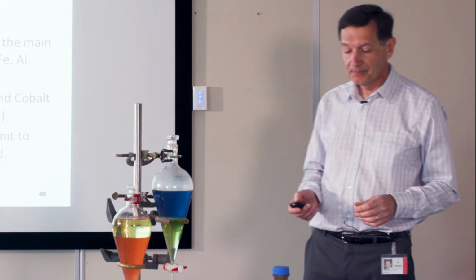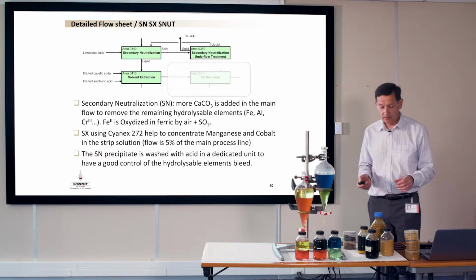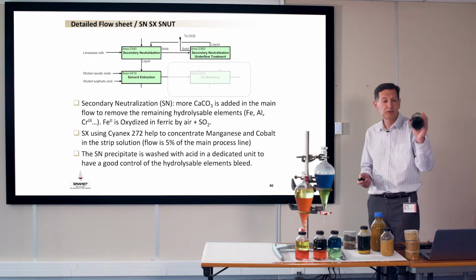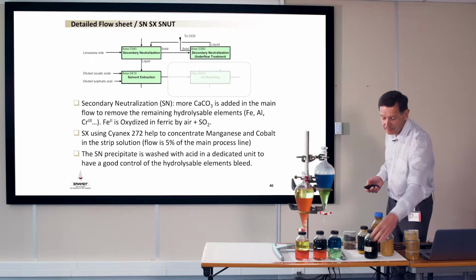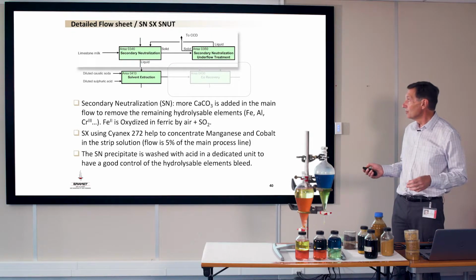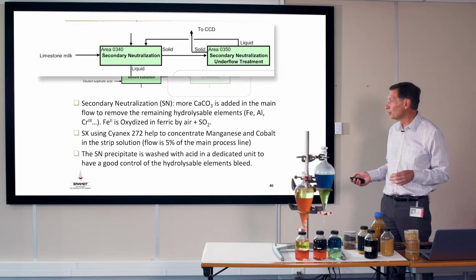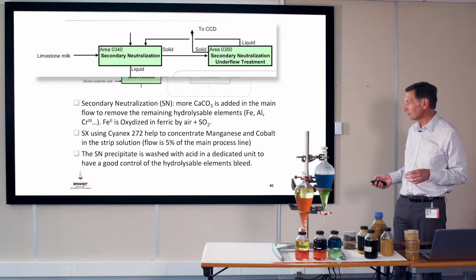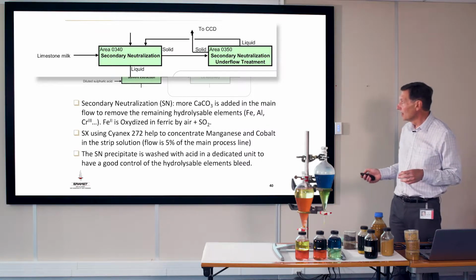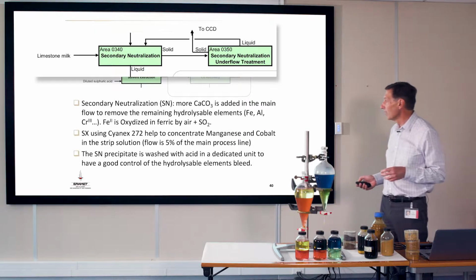The next part of the process is the solution treatment, the pregnant leach solution. You obtain this solution, and on this PLS you have a secondary neutralization with limestone in order to precipitate iron, aluminium, and chromium. If necessary, you have an oxidation of iron 2 into iron 3 in order to be able to precipitate the iron.